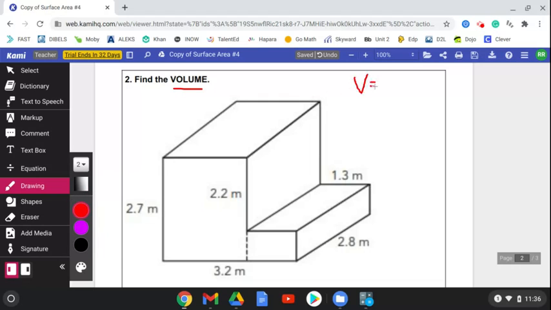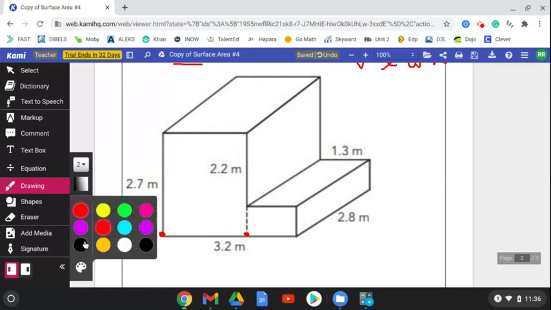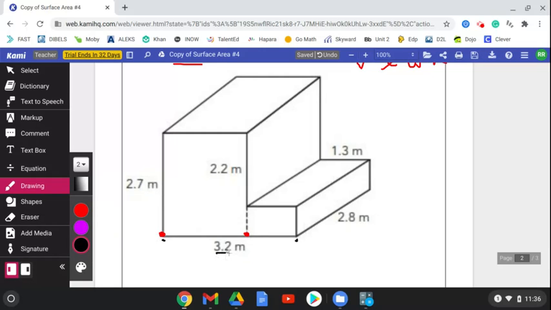So remember, volume equals length times width times height. So let's find the length of the larger prism. So the length would be like from here to here. Now we don't have that measurement, but we do know that all the way across, like from here to here, is 3.2. And that we know from here to here is 1.3, which means that from here to here is 1.3.